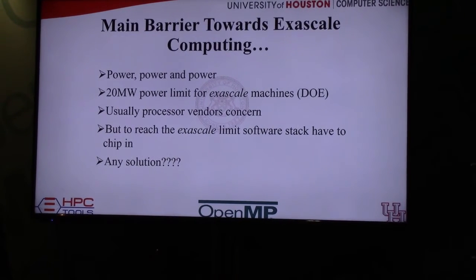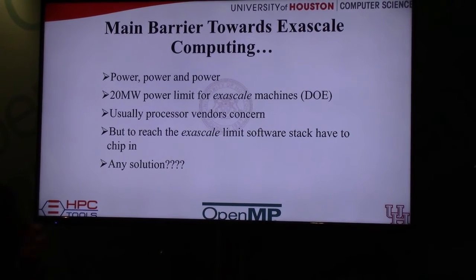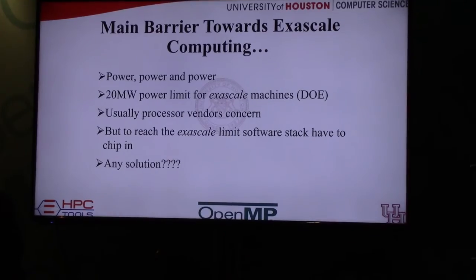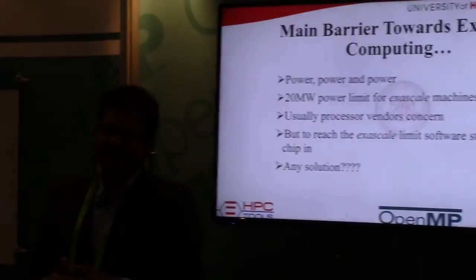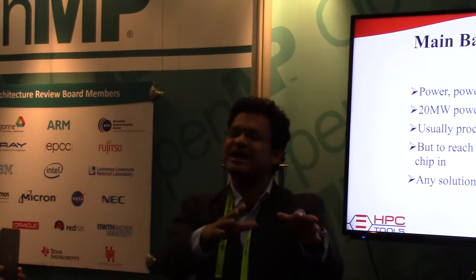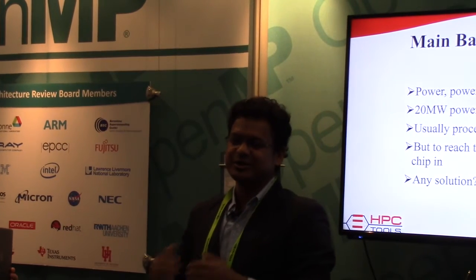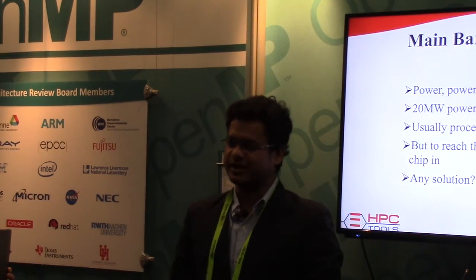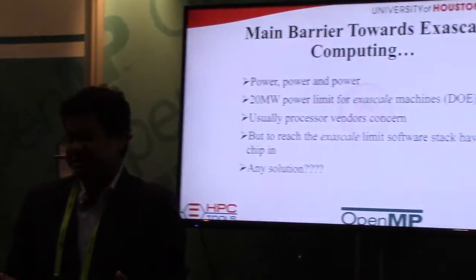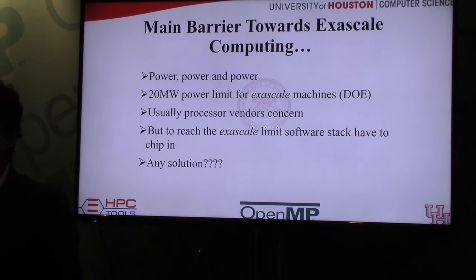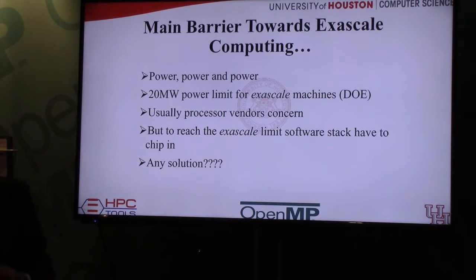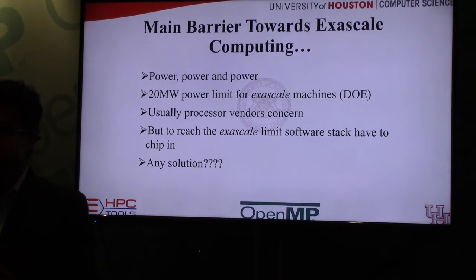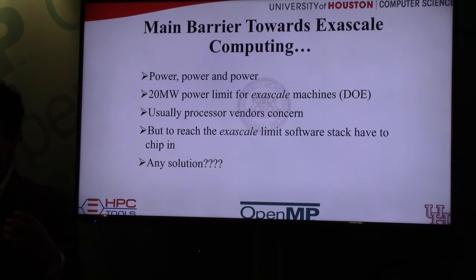Previously, power used to be a problem for vendors. As software stack people, we didn't really care about that. We thought, okay, they will manage the power and we will do our programming and get as much performance as we can. But now there is no more freeloading. We all have to chip in. As software stack people, we have to chip in too. So what kind of solution can the software stack provide to get this barrier out of our way?